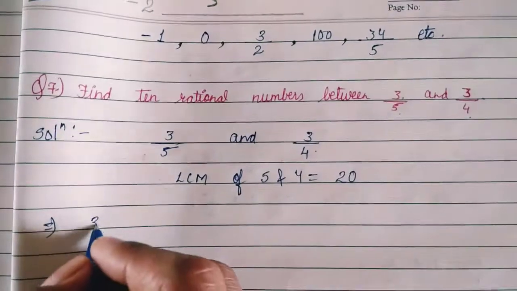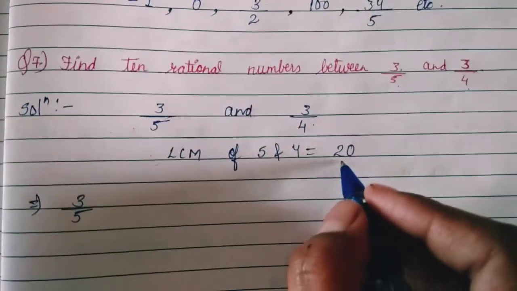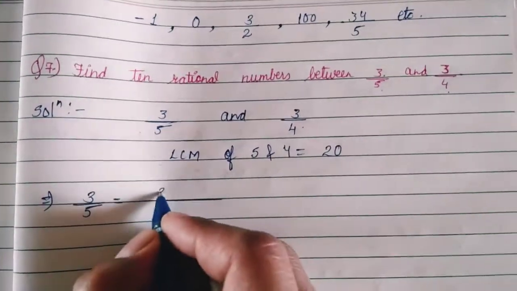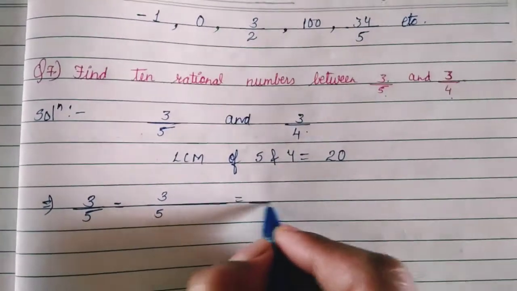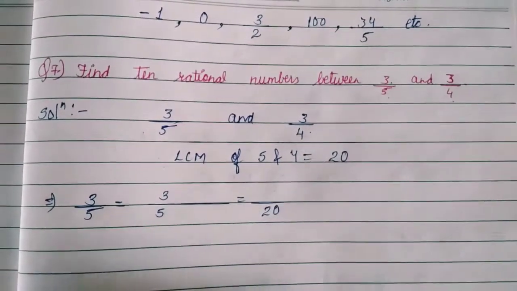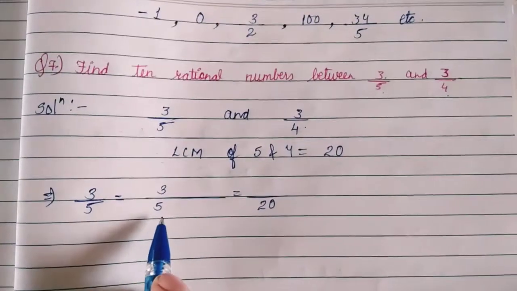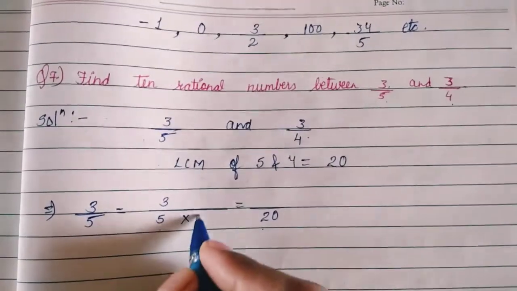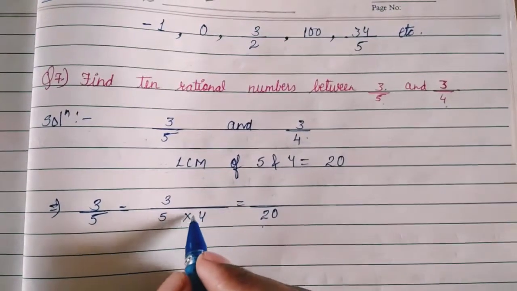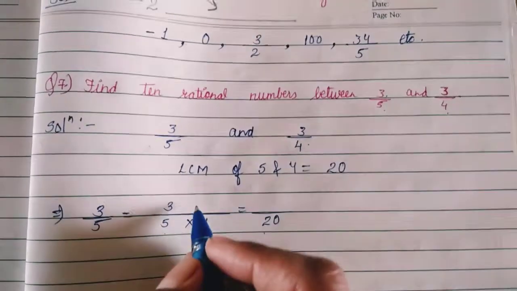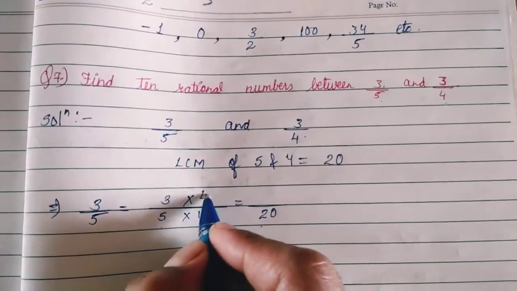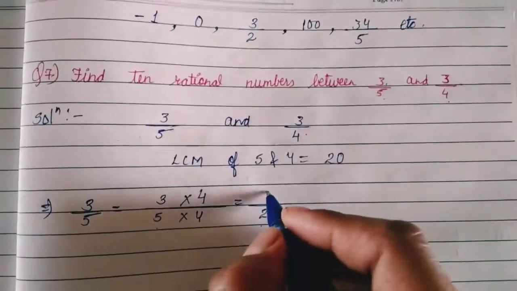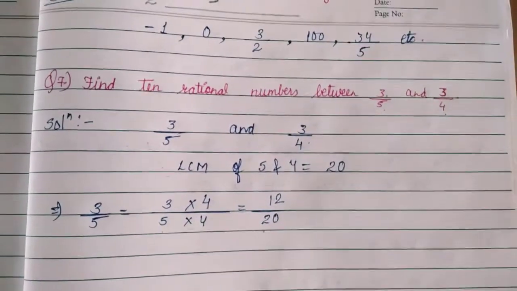Now we have 3/5. We got the denominator as 20, so we will convert 3/5 into the form which contains 20 in the denominator. So how does our 5 become 20? When we multiply by 4. If we multiply by 4 in the denominator, we have to multiply the same 4 in the numerator, so that we get 3 4s are 12 and 5 4s are 20.